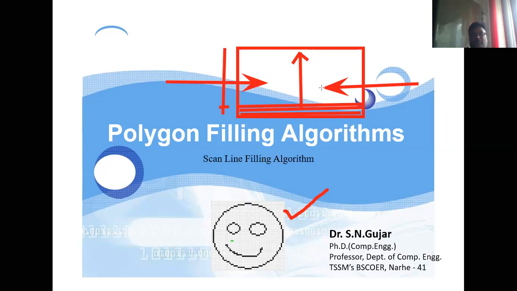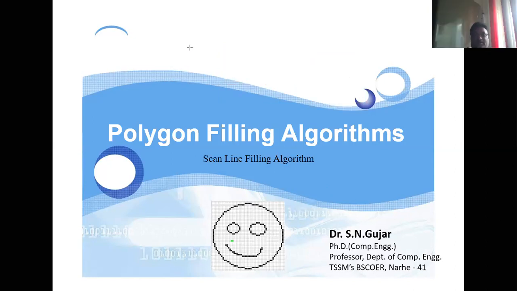Okay, so this is my entire screen, the screen of the monitor. So I can scan from any direction.